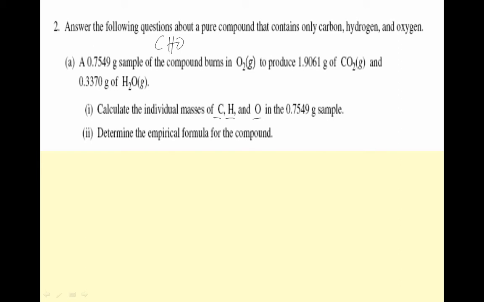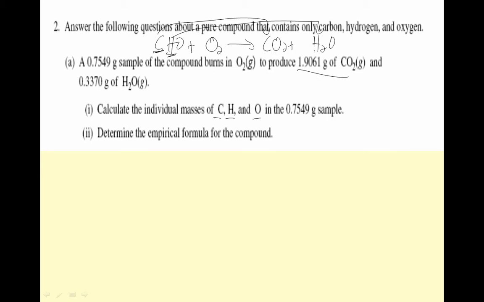So if we burn something, CHO, and this introduces the reactions a little bit, plus O2 yields CO2 plus H2O. So what happens here is all of the carbon in CHO goes into CO2. All of the hydrogen in CHO goes into H2O. So that means I can figure out how much carbon and hydrogen by reverse engineering that. So if I have 1.9061 grams, I can figure out my percent carbon in carbon dioxide.